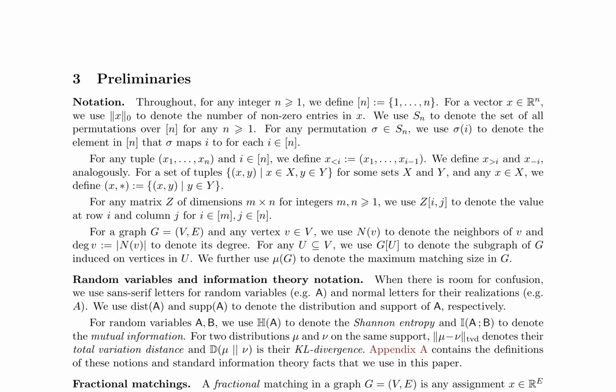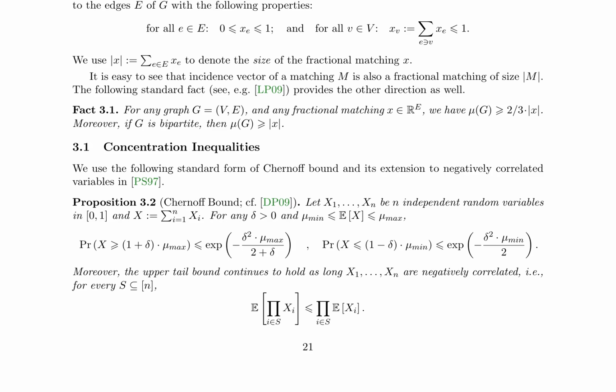In this paper, the authors present a comprehensive study on the use of sparse recovery algorithms in graph sketching. They begin by introducing the necessary notation and definitions, including the concept of a graph, its vertices, edges, and the maximum matching size. The authors also discuss the concept of a fractional matching, which is an assignment of values to the edges of a graph such that each vertex has a total value of at most 1.